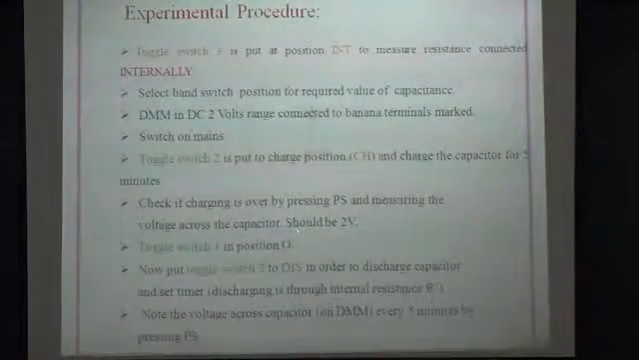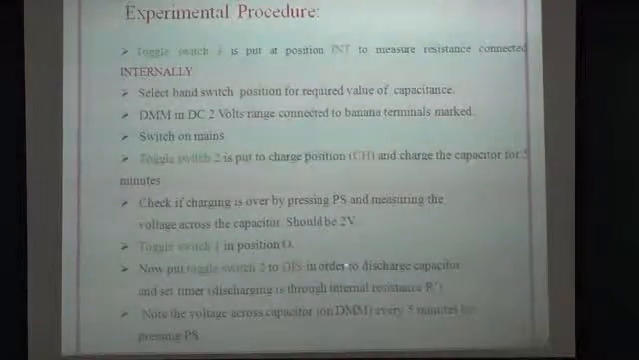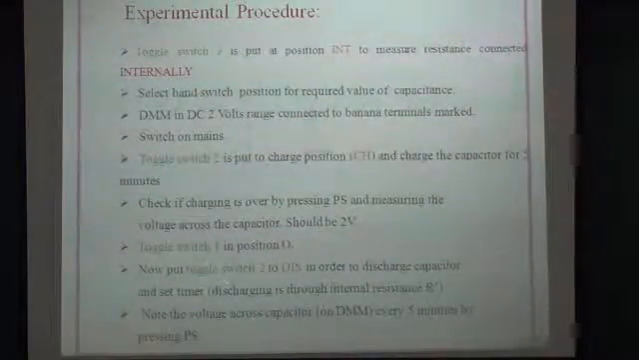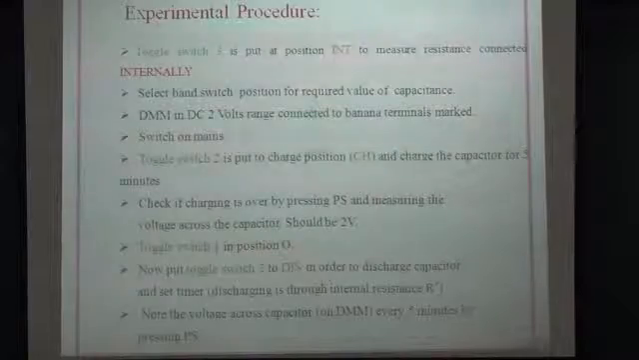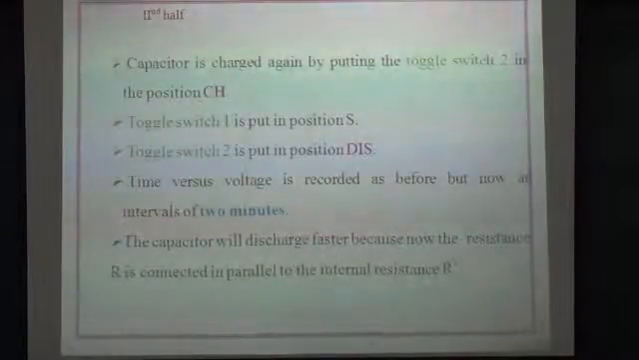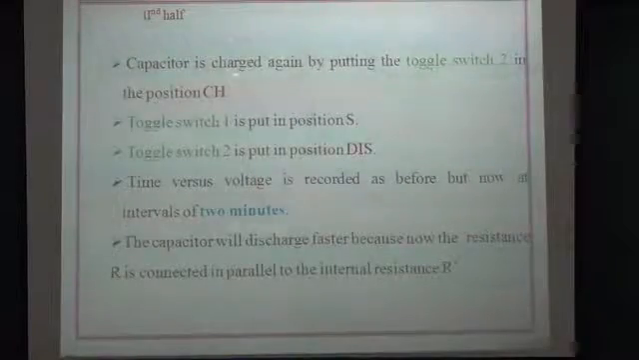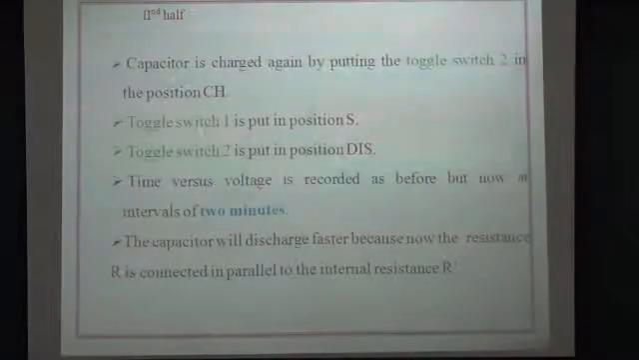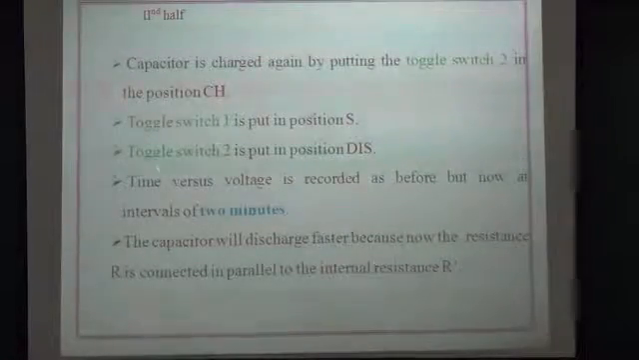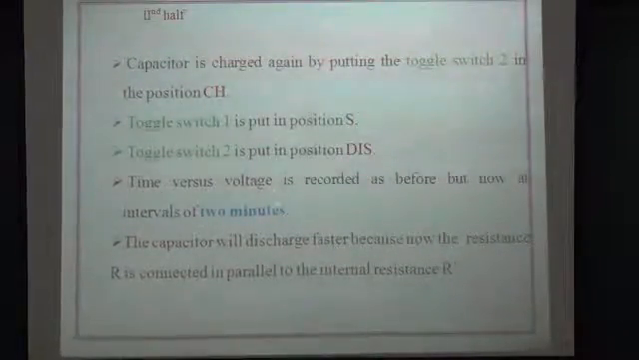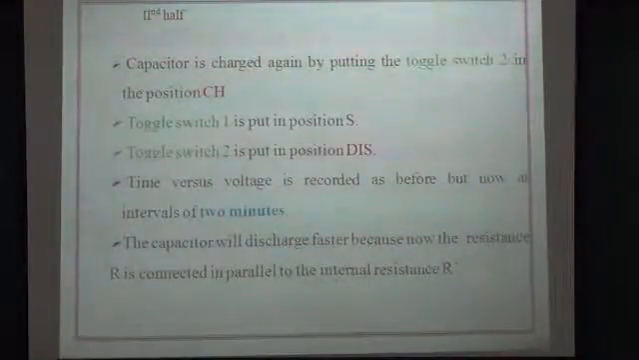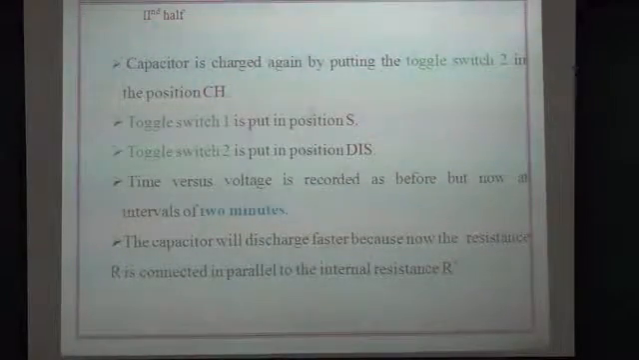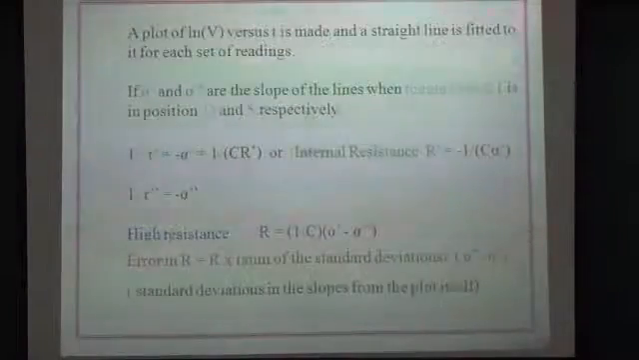Toggle switch now 1. Now use toggle switch 2 to discharge the capacitor and set the timer. Then you record the voltage after every 5 minutes by pressing PS, that means the push switch. Secondly, the capacitor is charged again by putting the toggle switch to CH, but now the position is S. We again have to discharge, but now the readings have to be taken at 2 minute intervals because of the change in the value of the time constant. Because the time constant will now change, the capacitor will discharge and you again have to record the voltage as a function of time.